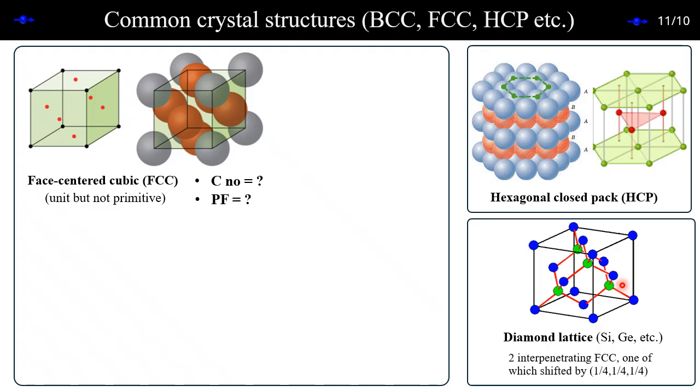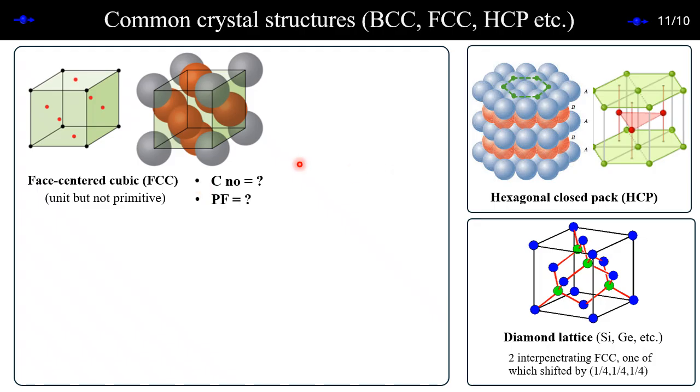Diamond lattice, so again, this is very important. You need to know the packing density, and this is the most critical one. Of course, this is not that easy, so you need to do it carefully.